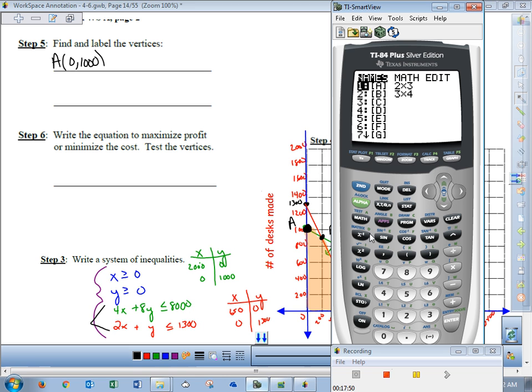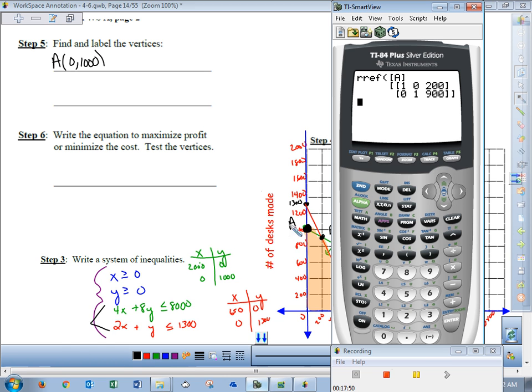Let me clear this out. Let's go to second matrix, and I want a 2 by 3, and I want to edit it. I'm just going to type all those coefficients of 4, 8, 8000, 2, 1, 1300. And then quit out of it, do some math on it. Option B, reduced row echelon form, if my calculator would do it. Here we go. And choose that matrix.